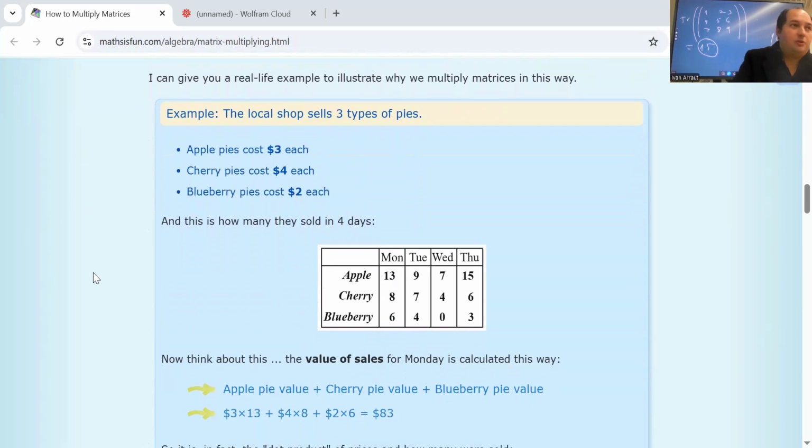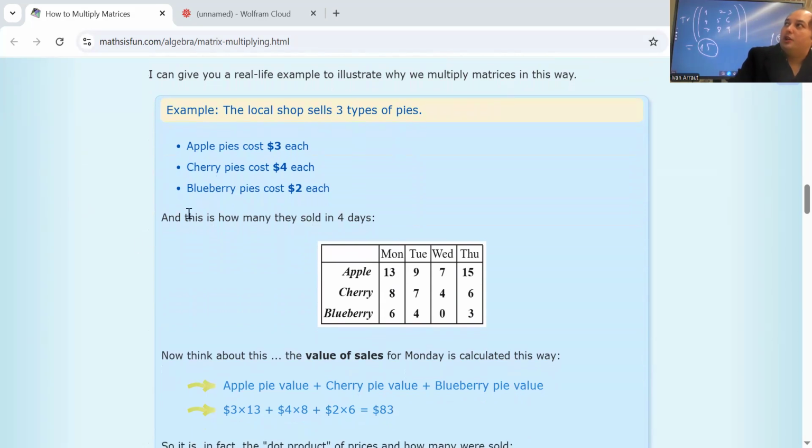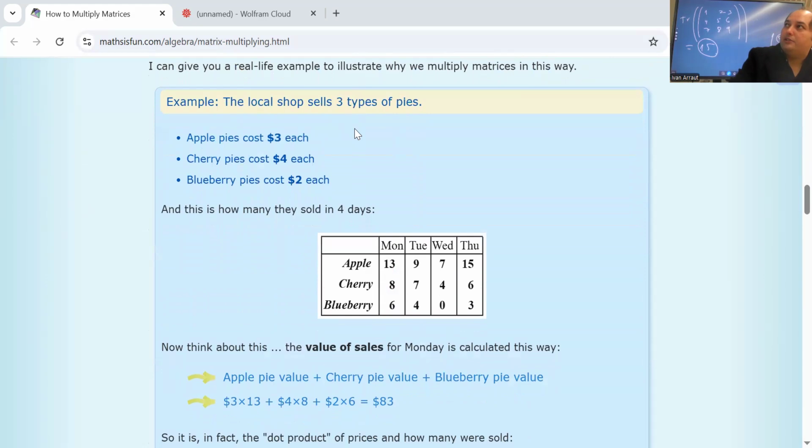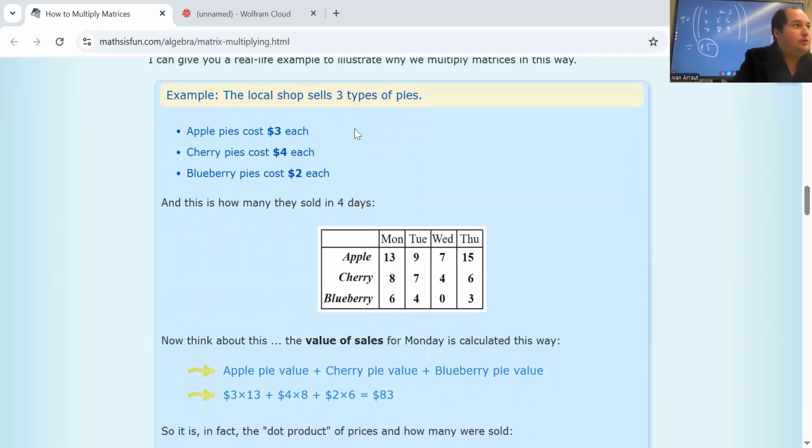Now, this is an example. This is what somebody was asking me, real case applications. How do you apply this? The local shop sells 3 types of pies, or whatever, bananas, I don't know, chocolates, strawberries: apple pies, $3 each, cherry pies, $4 each, blueberry pies, $2 each. And this is how many they sold in 4 days: Monday, Tuesday, Wednesday, Thursday. Right? So apple, I don't know how to say apple in Chinese, sorry. Cherry and blueberry.